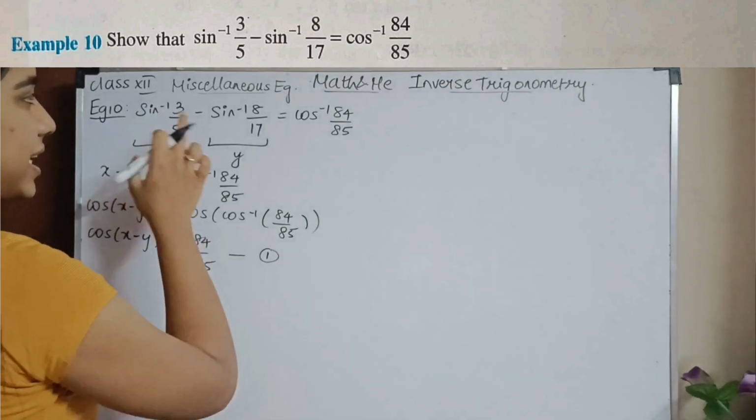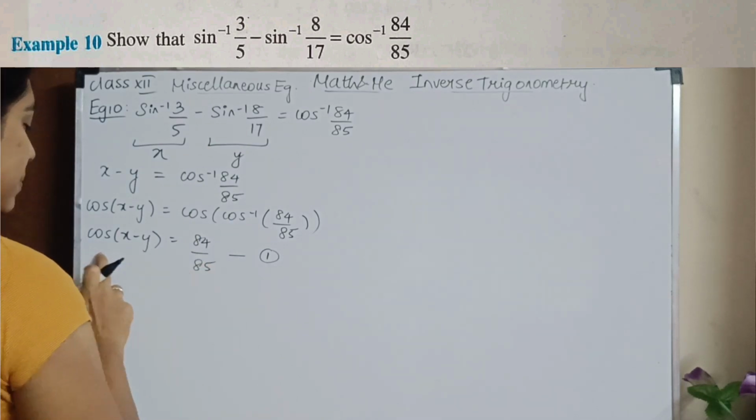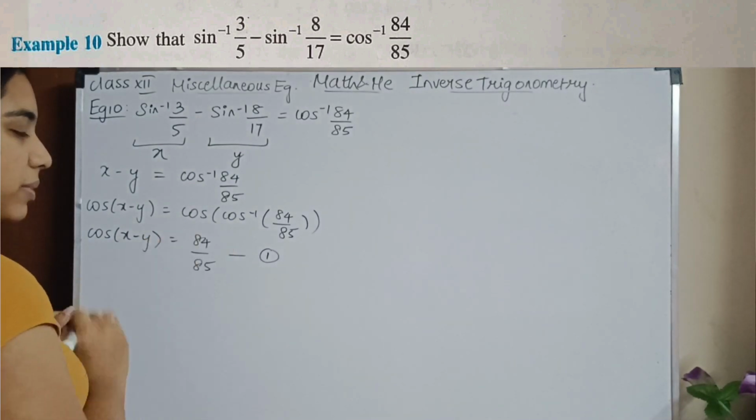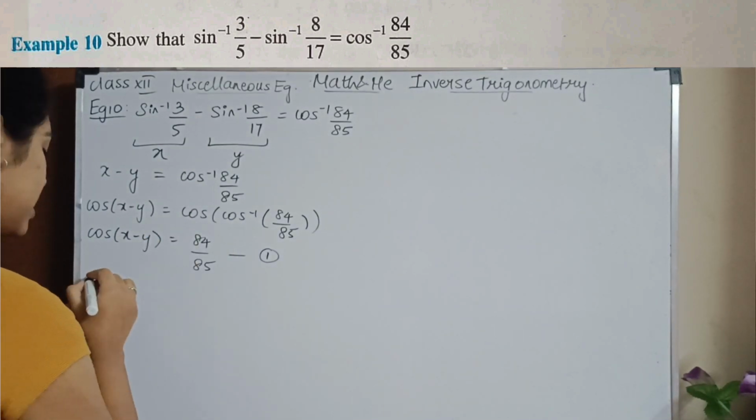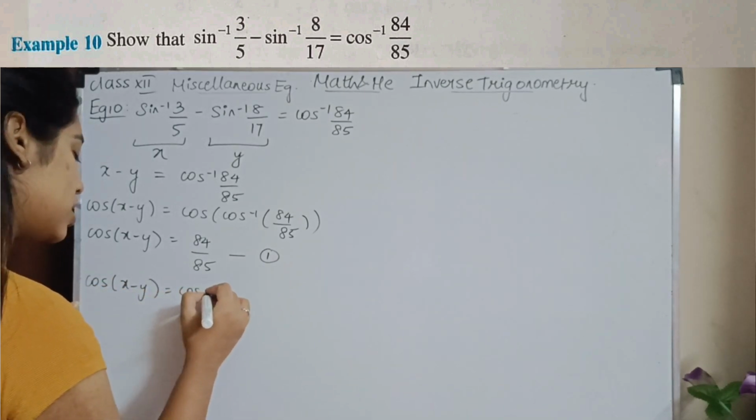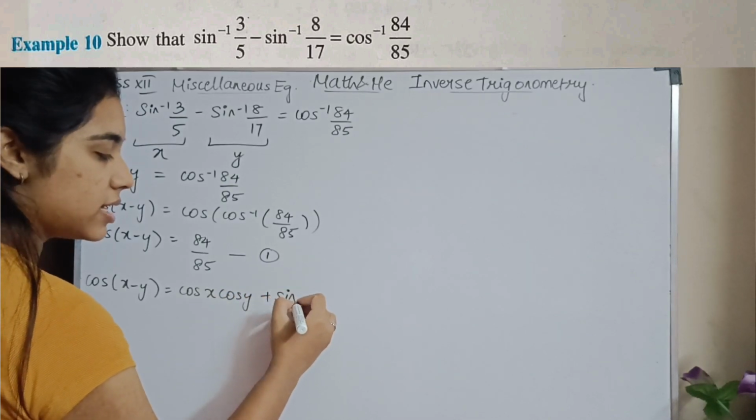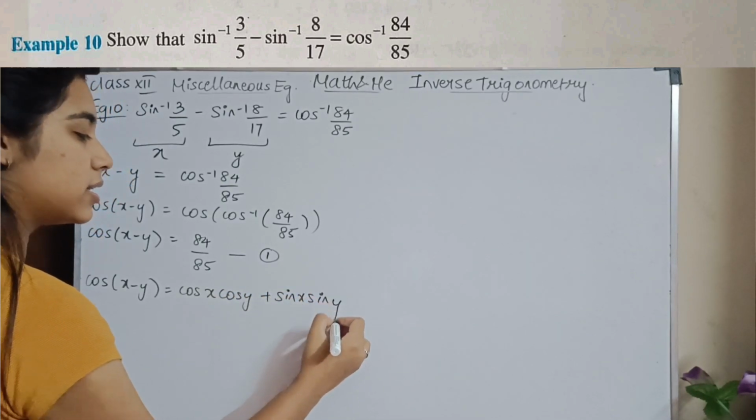Now I have my sin inverse values, and I need it in terms of my cos. Now what will the LHS become? I have a value in my RHS. Now if I simplify the LHS, I'll have cos of x minus y is going to be cos x cos y plus sin x sin y. Do you know the formula?